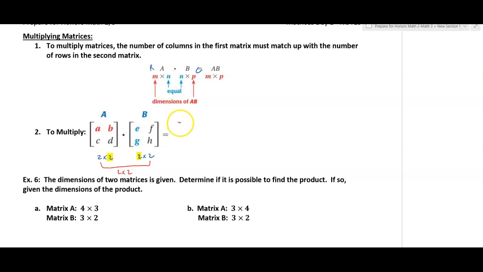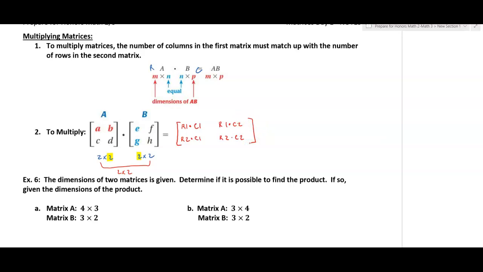Now, when you multiply matrices, it's basically going to be row 1 times column 1 is going to give you your first element. We're going to talk about how to do this in a minute. Then it's going to be basically row 1 times column 2. Then row 2 times column 1. And then the last one would be row 2 times column 2.